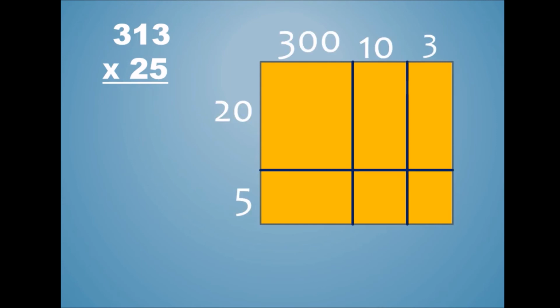Okay, so does it look something like this, where we have the 300 right here representing the hundreds place, the 10 representing the tens place, and the 3 representing the ones place for 313. Now 25, this is the tens place, right? And this is the ones place. Okay? Take this time to do your multiplication, and let's see if your answers come out right. So go ahead and do this on your own.